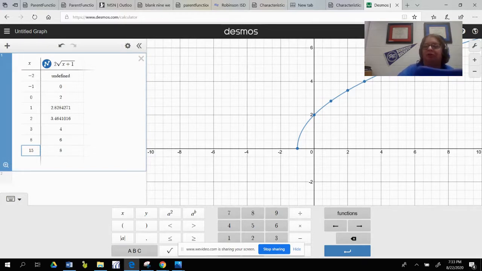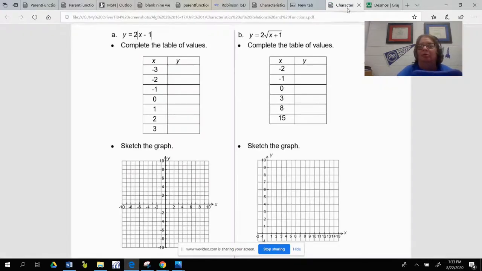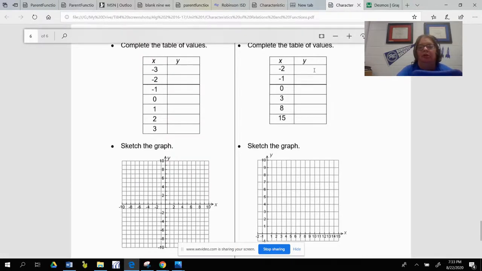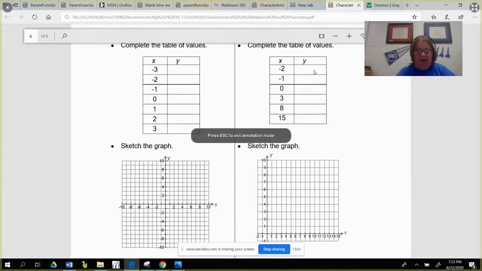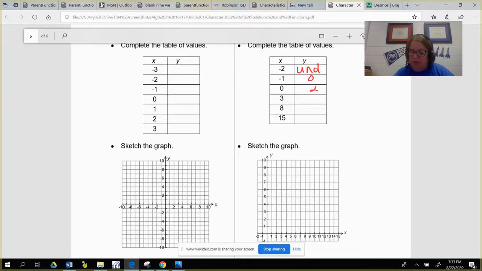Okay, I'm going to go back to the paper. And it says complete the table of values. It's nice to have a handy dandy answer key over here. This said undefined. -1 was 0. This was 2, 4, 6, and 8.